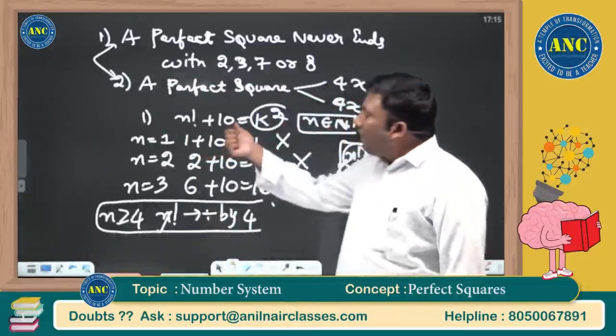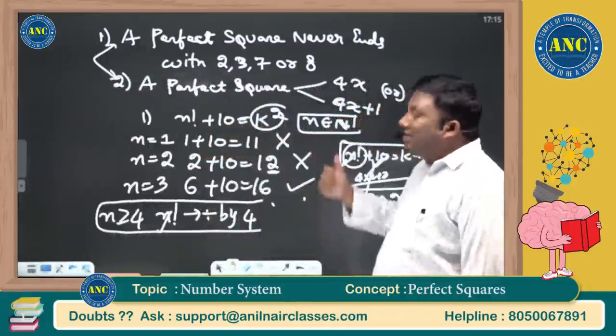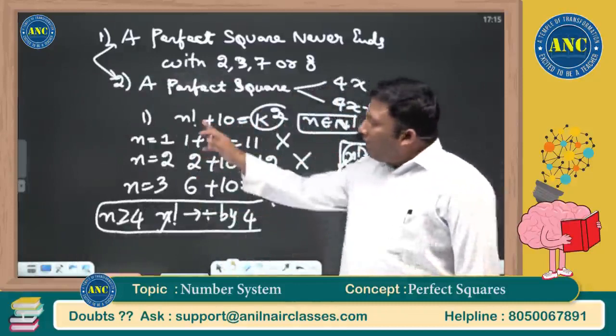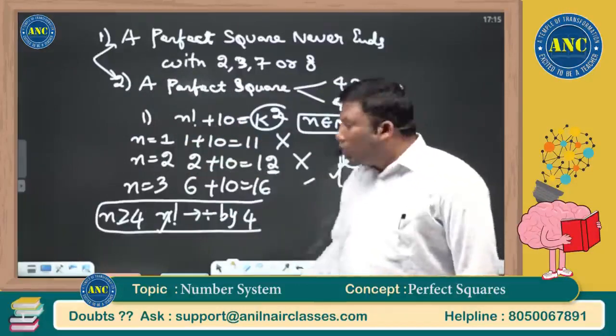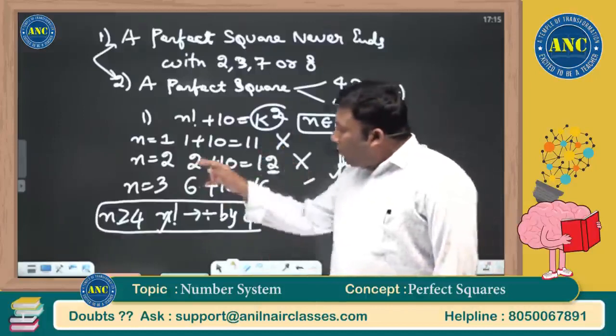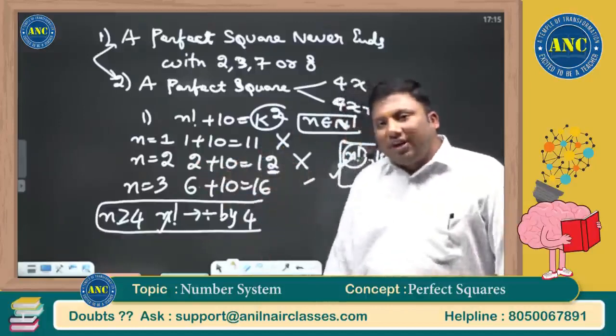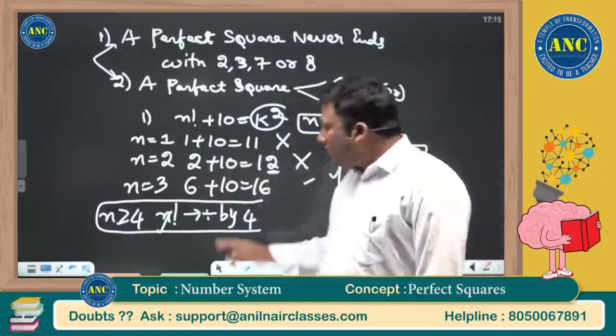n factorial plus 10 is k square. n is given as a natural number. n is 1: 1 plus 10 is 11. 11 is 4 into 2 plus 3. Not possible. n is 2: 2 plus 10 is 12. Any perfect square never ends with 2, 3, 7 or 8.